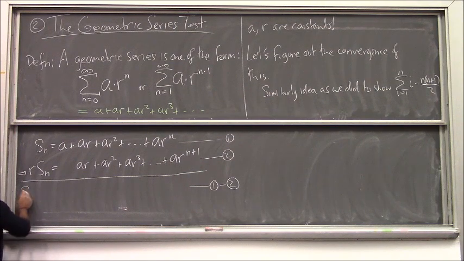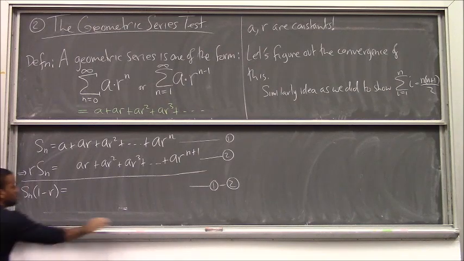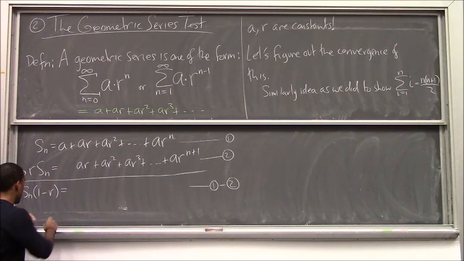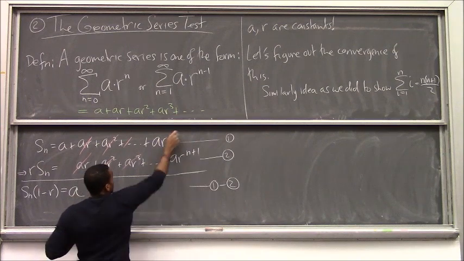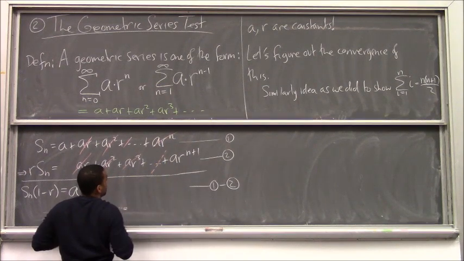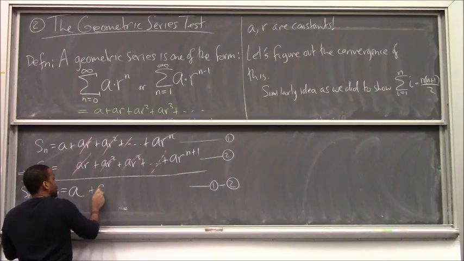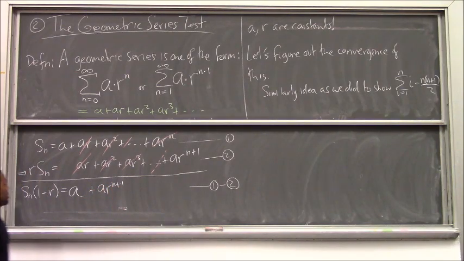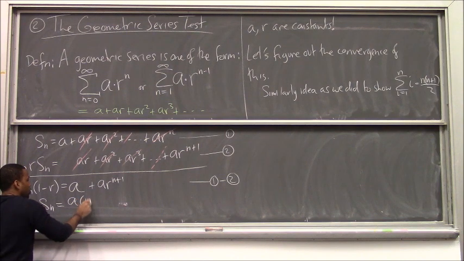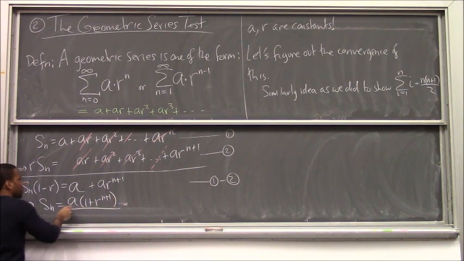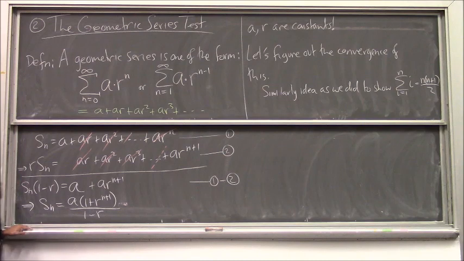This leaves us with Sn times 1 minus r. And over here, a minus nothing, the a is just there. But this subtracts that, this subtracts that, this subtracts that, and it goes all the way down to this one subtracting the one right before it. And we're left with that. In fact, now I can solve for the partial sums, and it gives us a nice formula: a times 1 minus r to the n plus 1, over 1 minus r.